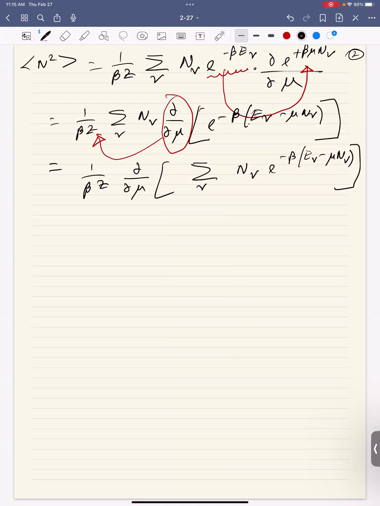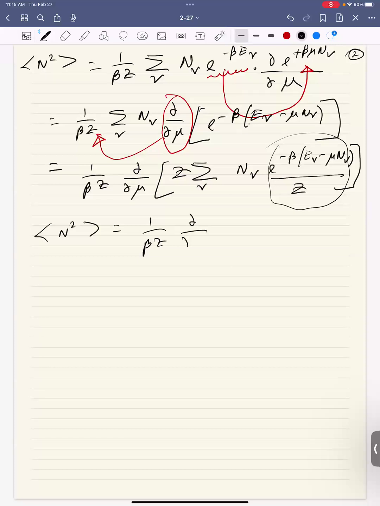Not divided by z. The partition function is missing, right? So how do we divide by z? By multiplying by z, right? So we do a z over here and a z over here. Now this is the probability. This is equation 1, right? P nu is equal to that thing. And what do we have? Suddenly we have average n square is equal to 1 over beta z partial with respect to mu of z n bar. Okay, let's call this equation 2.